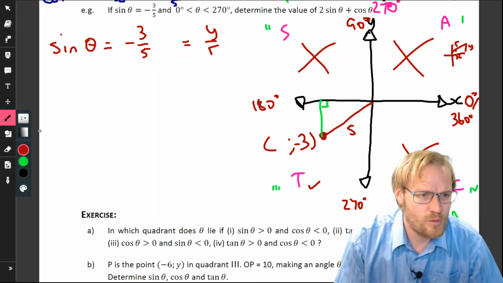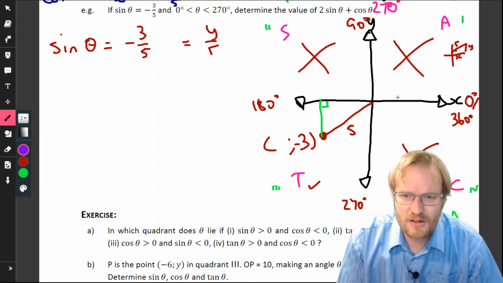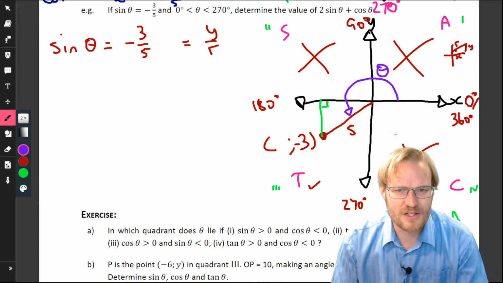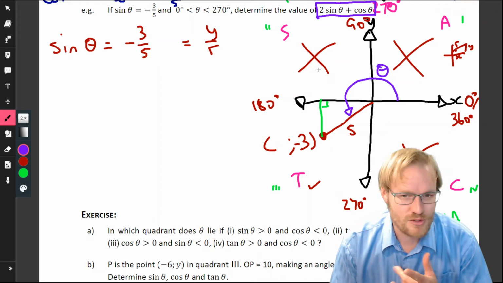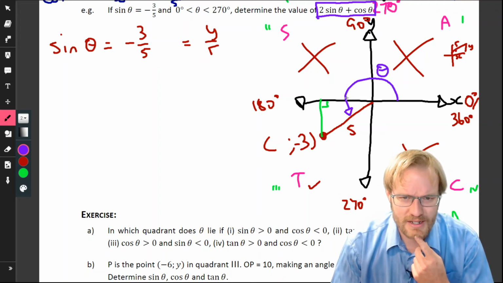So we've got our angle, and our angle is theta. We don't know what it is. We just know that going from the positive x-axis round, this is theta. Cool. So there's theta. There's all the information we've been given. And when we can eventually do it, we're going to try and find out what that is. So we're going to need to find out what x, y, and r are. Well, we've got y and r, so we just need to find out what x is.